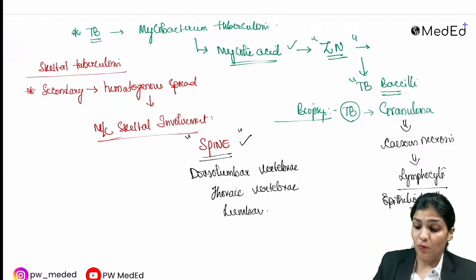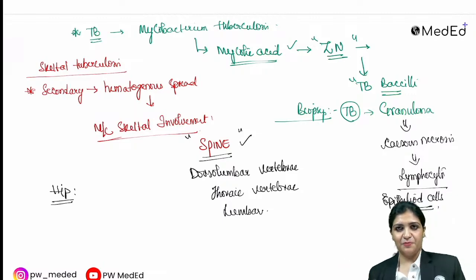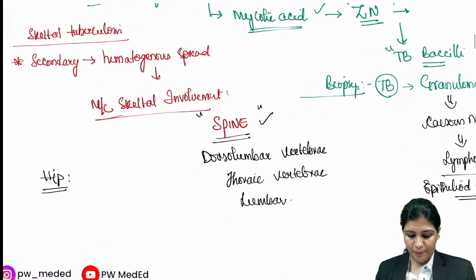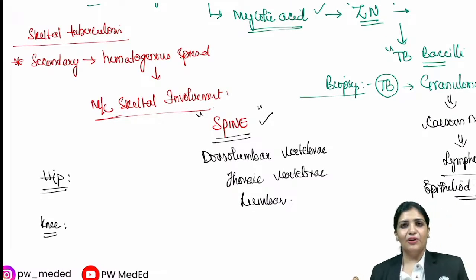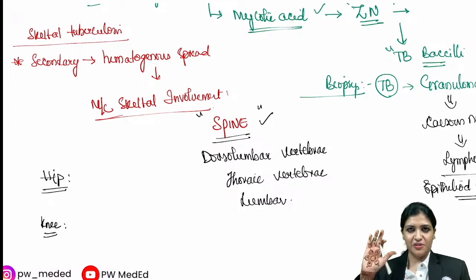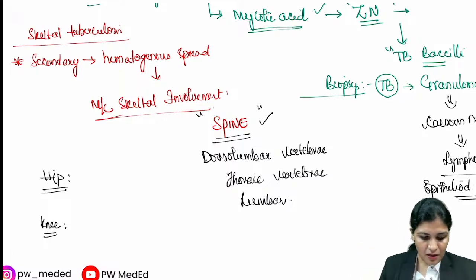And after the spine, what is the most important region? After the spine, it is the hip. The hip is most common after the spine. If you want to talk about the most common larger joint, it is the hip, and after the hip, it is the knee joint. This is how you have to remember. If somebody asks what is the most common skeletal involvement area, that is the spine, then comes the hip, and then comes the knee.